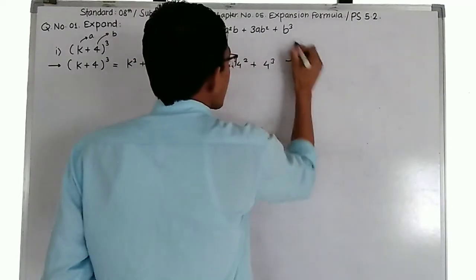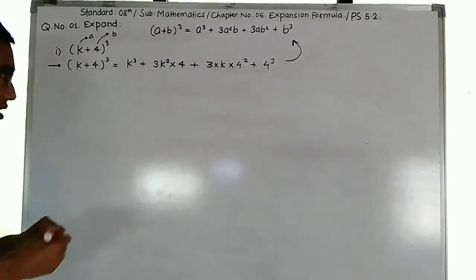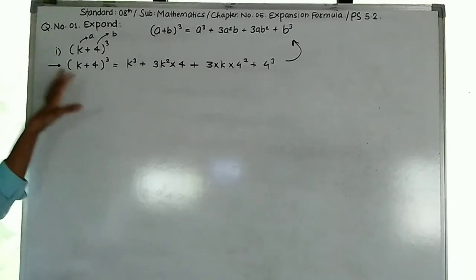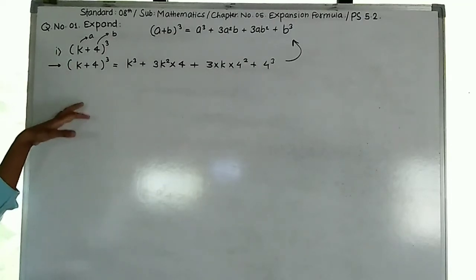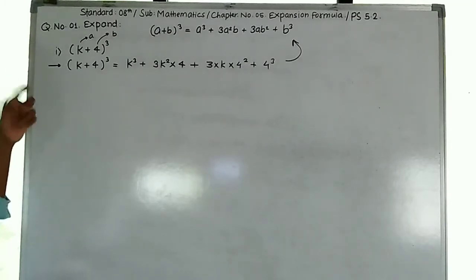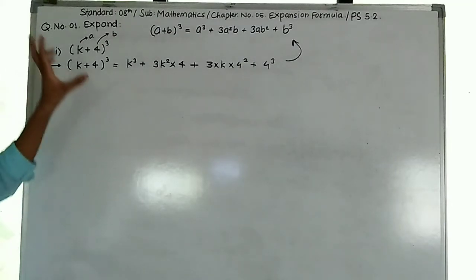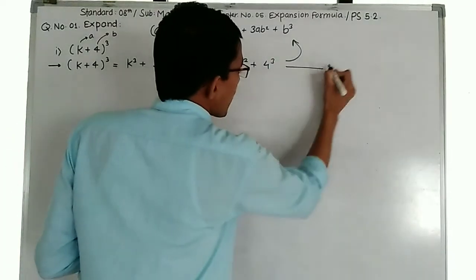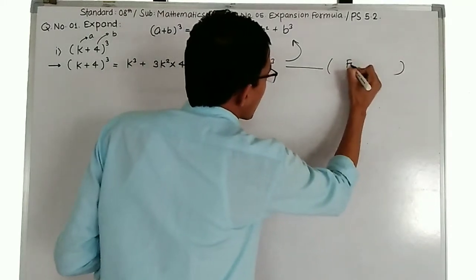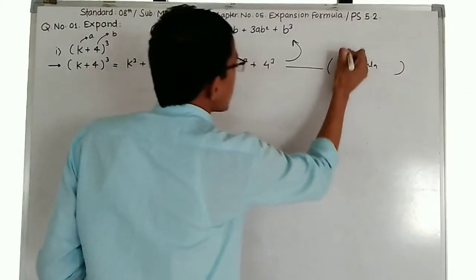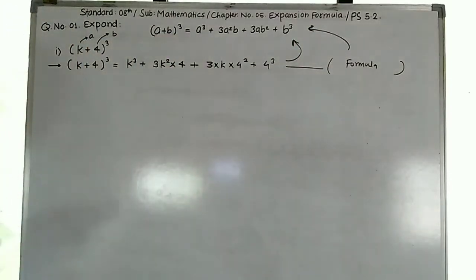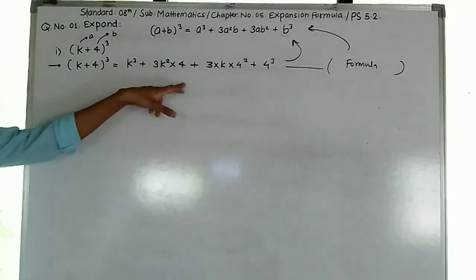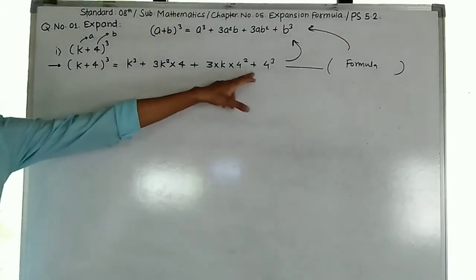Okay, so we have to keep this in mind that whenever we are solving an expansion of any number, whatever formula we are using, we have to use it precisely. Okay, and if you want you can write down the reason, over here where you will note down the formula, this above formula. Now we have got k plus 4 raised to 3 equal to k cube plus 3k square into 4 plus 3k 4 square plus 4 cube.